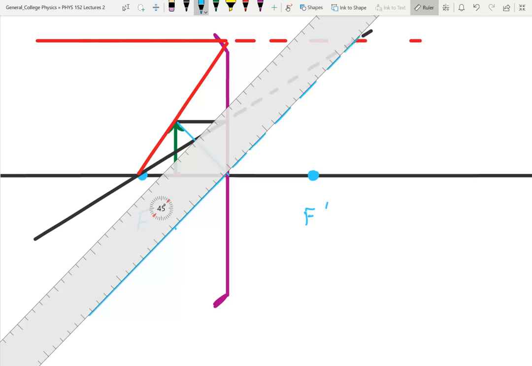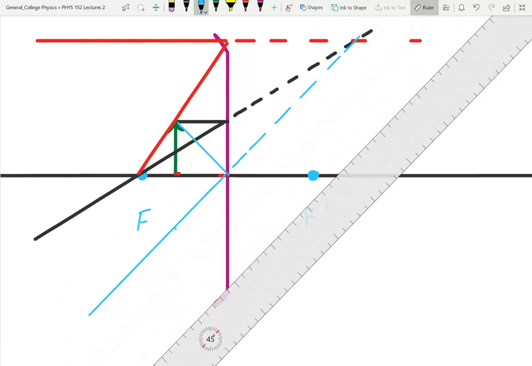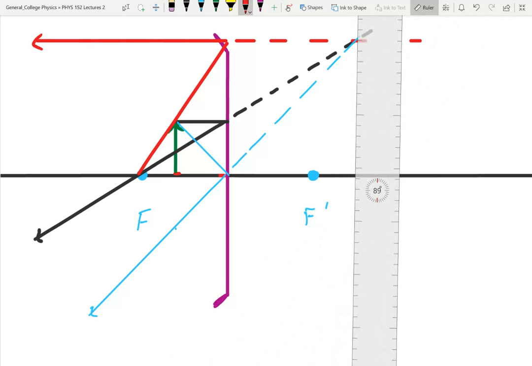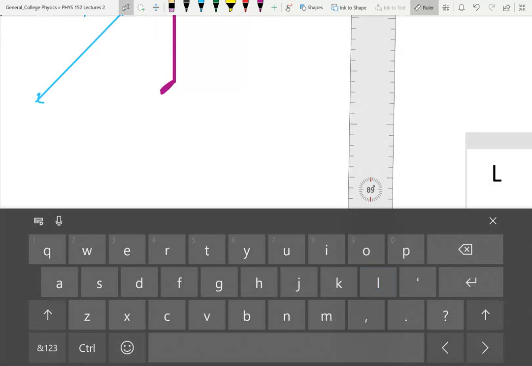Extrapolation goes back like that. And so you can see that the reflected rays never meet. So it doesn't form a real image. It forms a virtual image. The virtual image this time around, I'm pretty accurate.